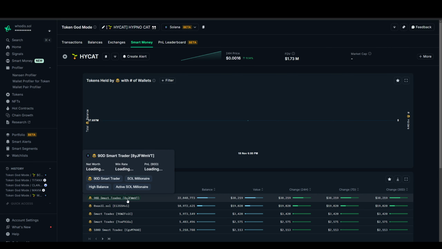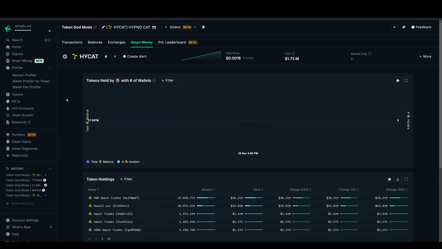So yeah, I mean, if you do own Nansen, you can actually look and see their win rate, their last 90 days P&L, like this one's almost $800,000. So it's a pretty good wallet. Nansen does a good job finding good quality smart money wallets.